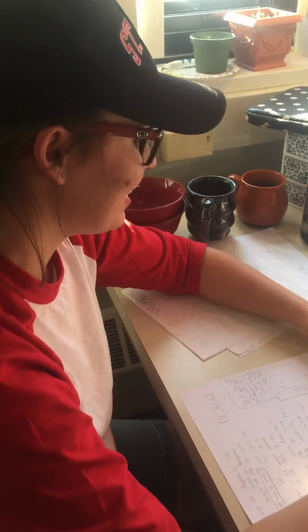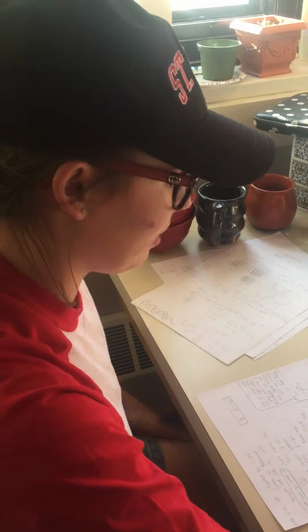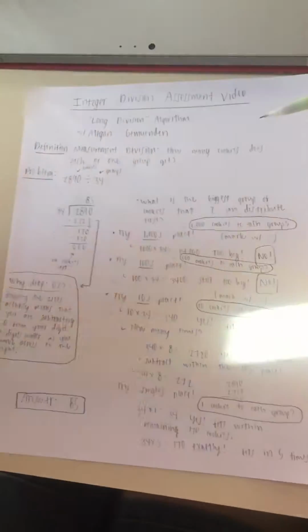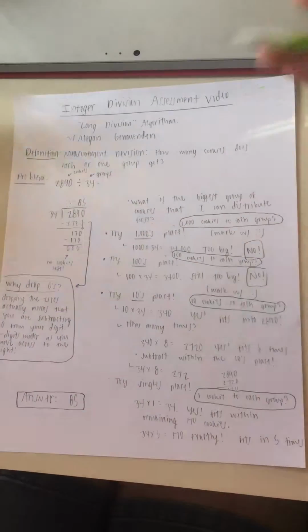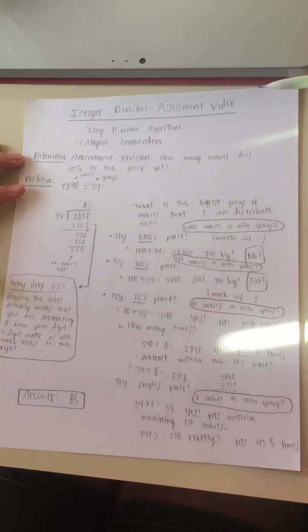Hi, my name is Megan Gamenden, and today we'll be talking about integer division, or the long division algorithm. We'll start by defining it. We're going to be using measurement division, which is asking how many cookies or things each group, or one group, gets.